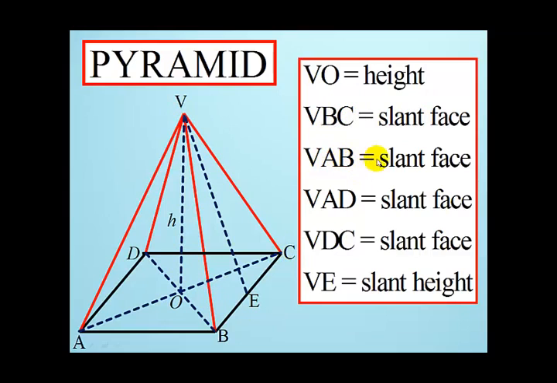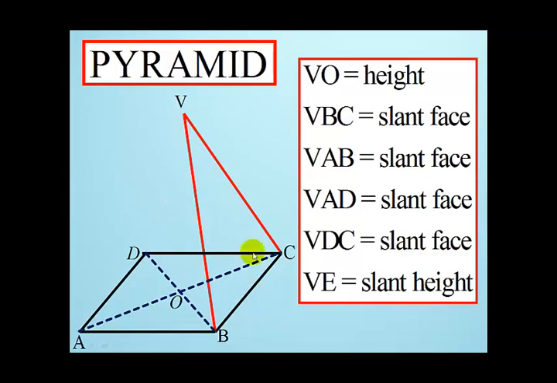VAB is also a slant face. VAD is also a slant face. VDC is also a slant face. Now VE is the slant height of the pyramid. Take note that the height of the pyramid H is not equal to the slant height of the pyramid.